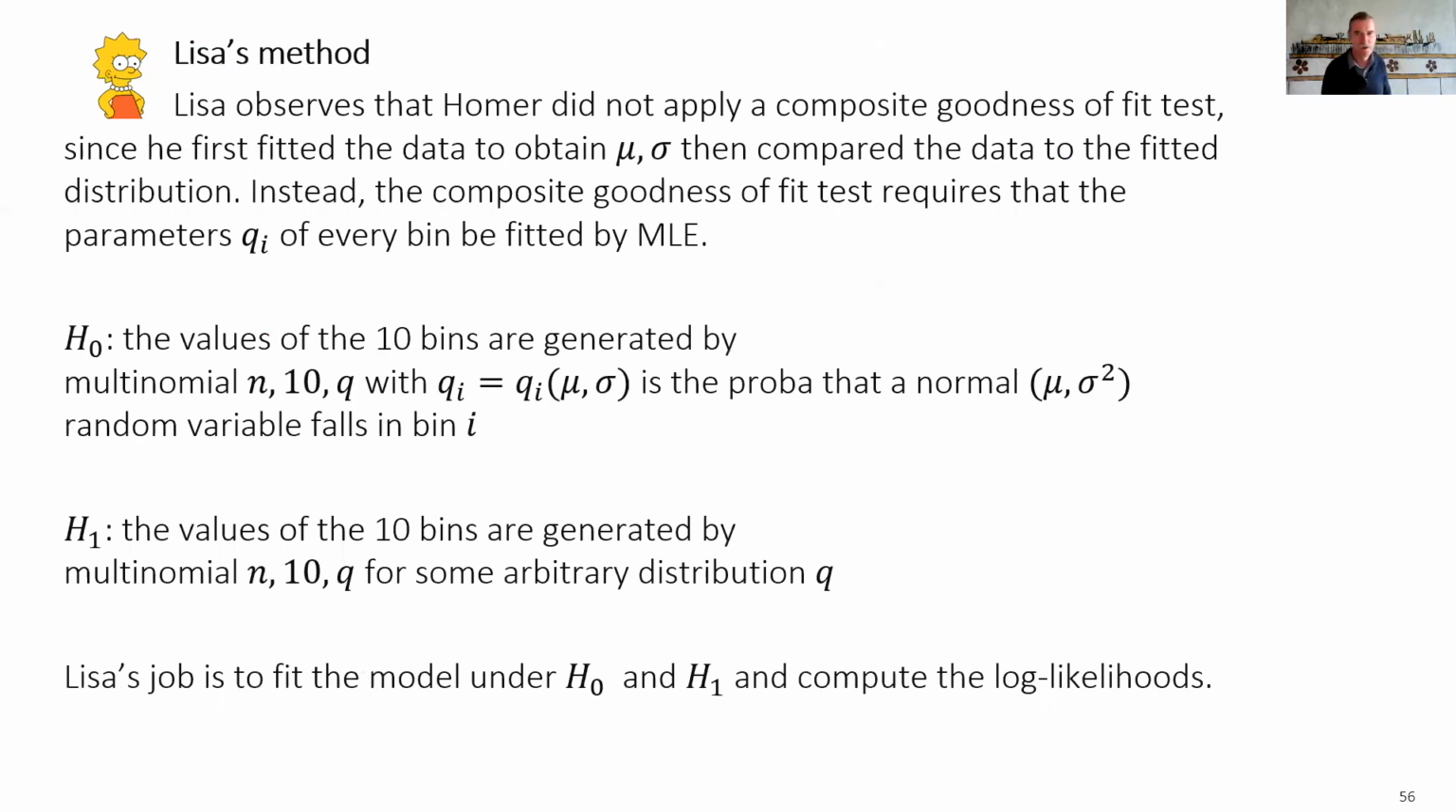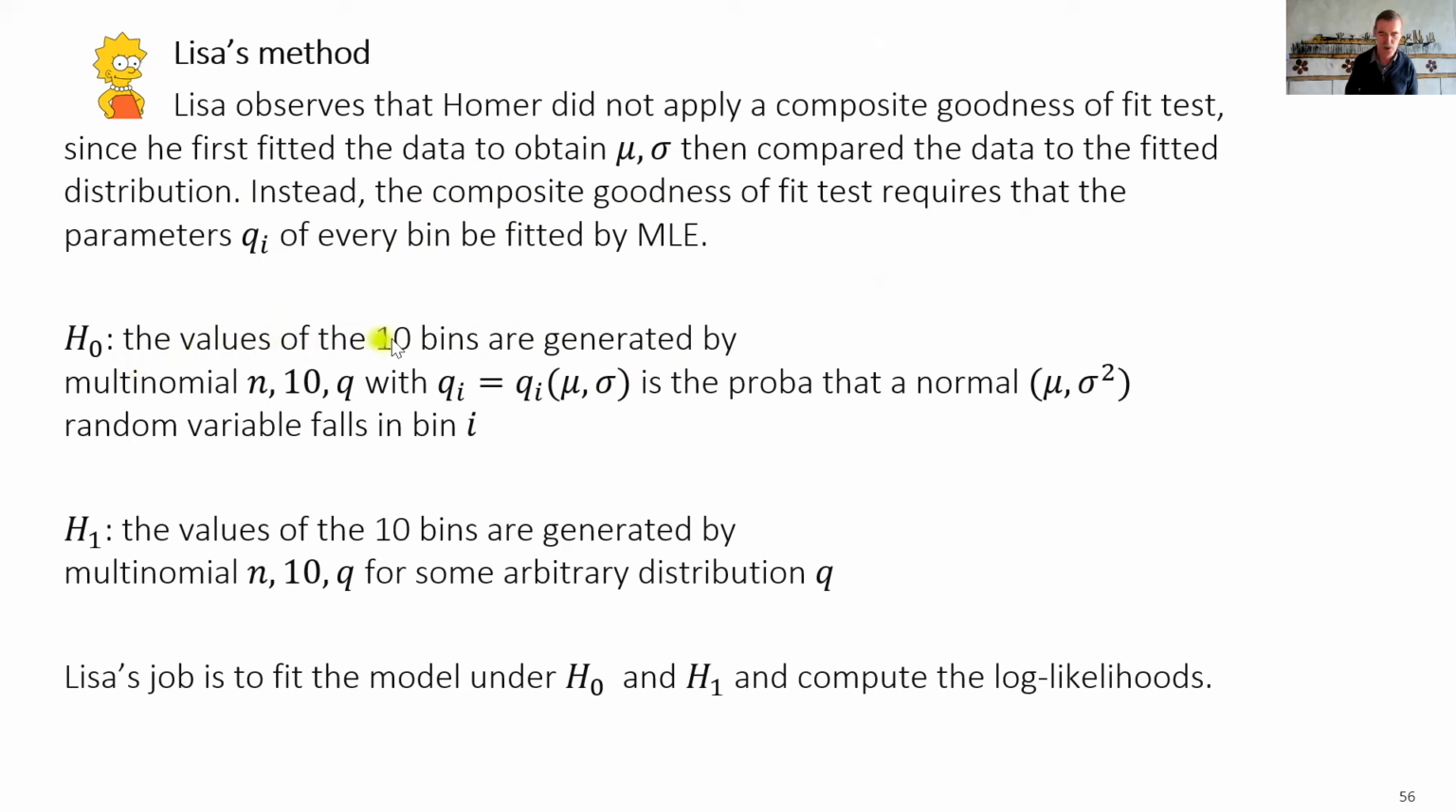Let's confront this with another method, which is Lisa's method. Well, Lisa, who is usually smarter than Homer, observes that he did not truly do a composite goodness of fit, because he first fitted the data to obtain mu and sigma, and then compared the data to the fitted distribution, right? So this is not what we saw when we said composite goodness of fit. We have to compute the Q_i that maximizes the log likelihood here. So this is what Lisa did.